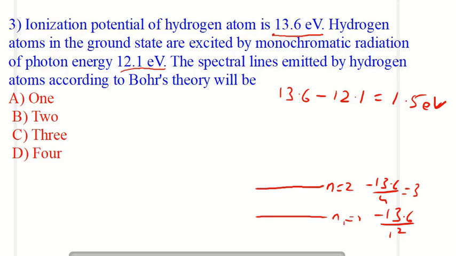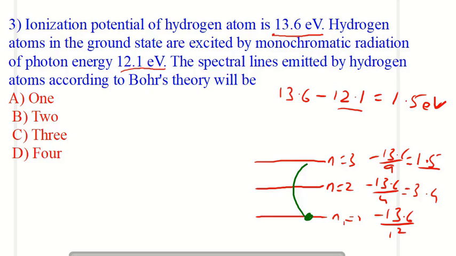So this is minus 3.4. Then for n equal to 3, what we have is minus 13.6 divided by 9, which is actually minus 1.5. Now the difference is 12.1 electron volt. If this much energy is provided by some external source, the electron in this shell, I will draw with another marker, this electron would get excited and jump to n equal to 3.